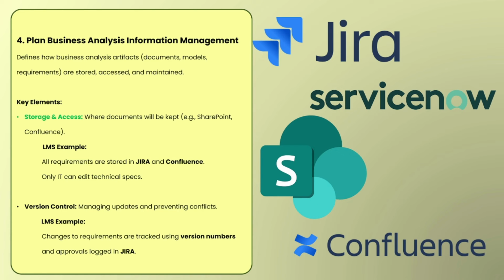Then the next is version control. It keeps track of who changed what and when, so we don't mess up things or lose important updates. It is like preventing conflicts after some changes have taken place. In the case of the loan management system, changes to requirements are tracked using version numbers and approvals logged in Jira. As we can see, there are a few tools which are regularly used in the industry: Jira, ServiceNow, then SharePoint, Confluence and many others also.